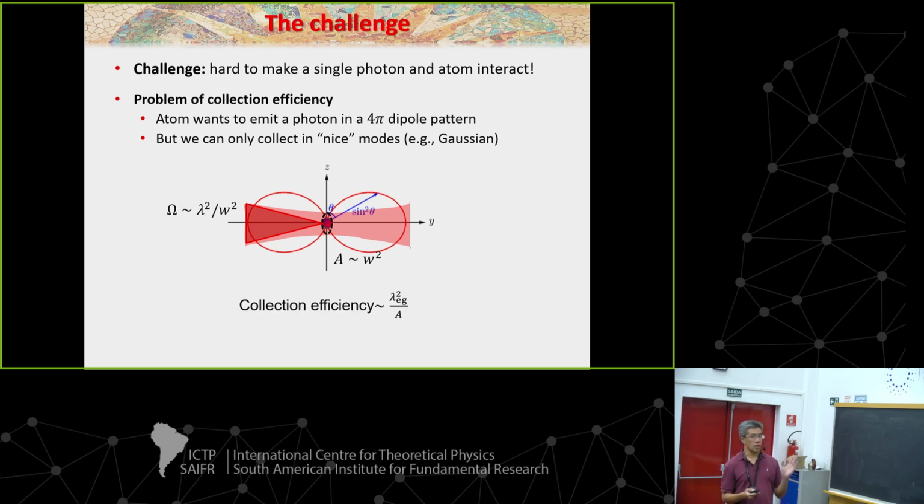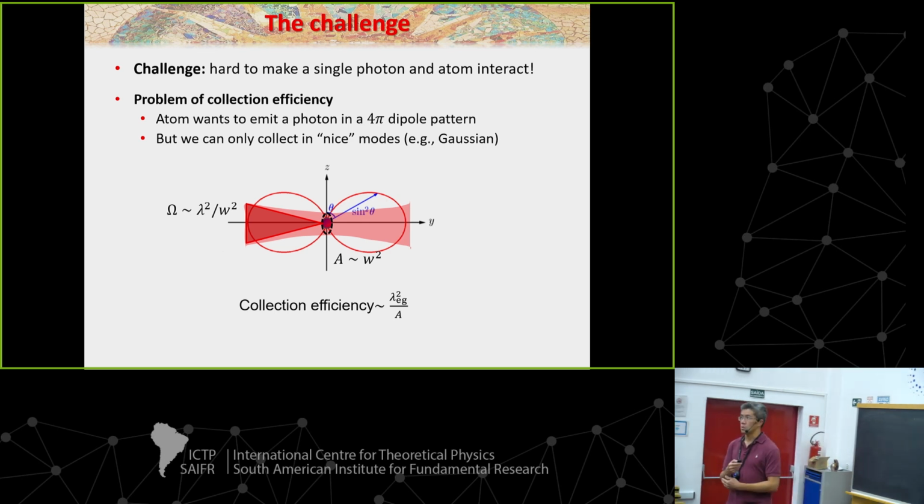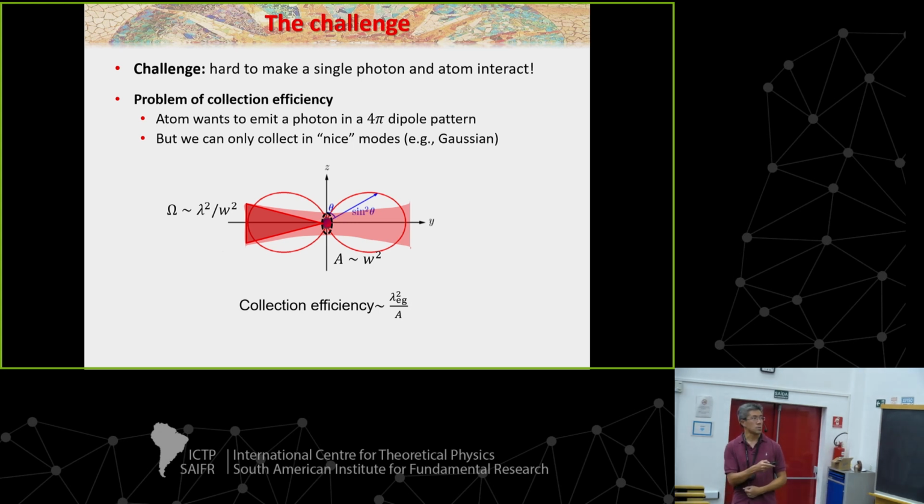And so up to proportionality constants, your collection efficiency is given by the wavelength of the transition squared divided by the beam area. So it's a very simple result. You see it doesn't depend on any microscopic details of the atom like the Bohr radius, et cetera. It only depends on the resonant wavelength of the transition itself.